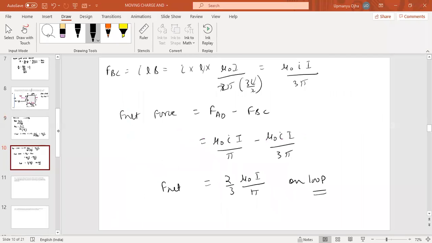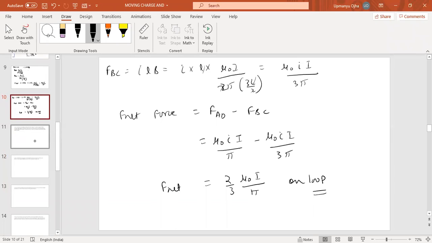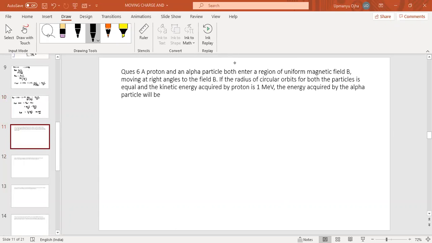Now the next problem is: a proton and an alpha particle both enter a region of uniform magnetic field, moving at a right angle to the field. If the radius of the circular loop made by both the particles is equal, and the kinetic energy acquired by the proton is 1 mega electron volt, find the energy acquired by the alpha particle.